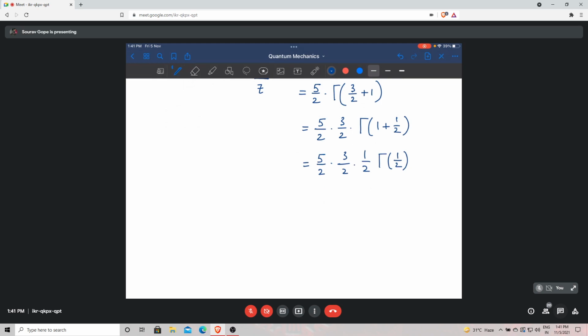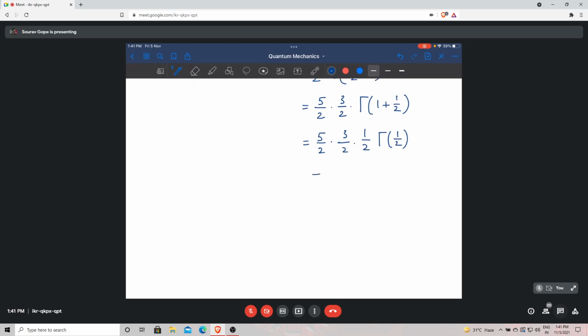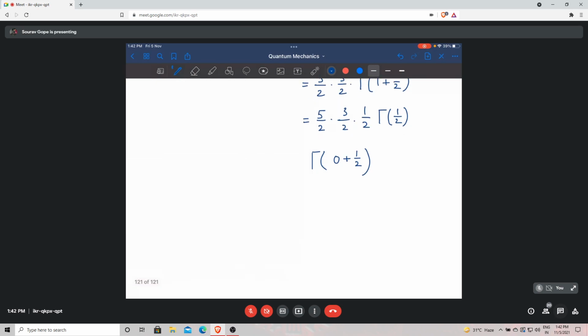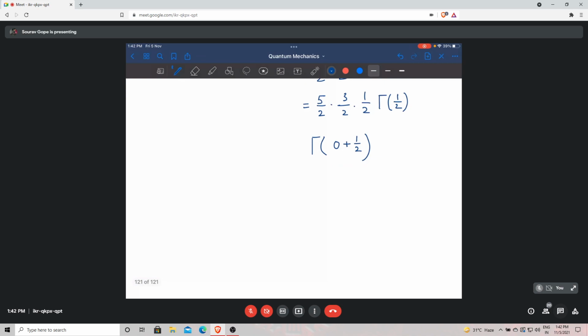I cannot proceed further. Why? Because the moment I write gamma half as something plus half, then I have to write minus 1 plus half. What can I write? Gamma 0 plus half. Right? I can write gamma 0 plus half. Suppose, see, this is not true, but suppose I write this to be half gamma 0. Right? Now let us see how gamma 0.